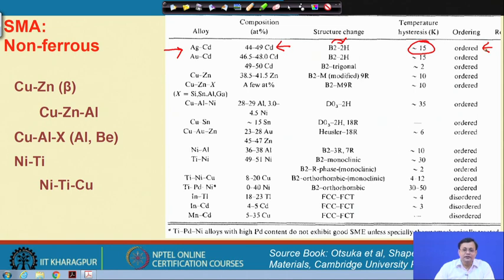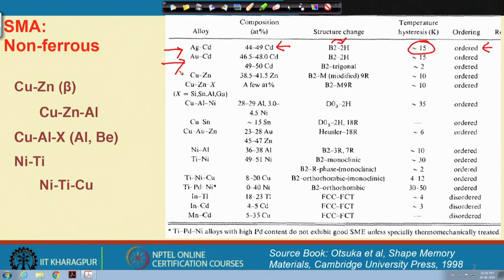The austenite itself is an ordered phase, and this is very interesting. Why is it interesting? Because once it transforms into martensite, the martensite should have come back to its original or parent crystal structure, which should again be ordered. So the direction of this transformation is important. I am talking about crystallographic direction.